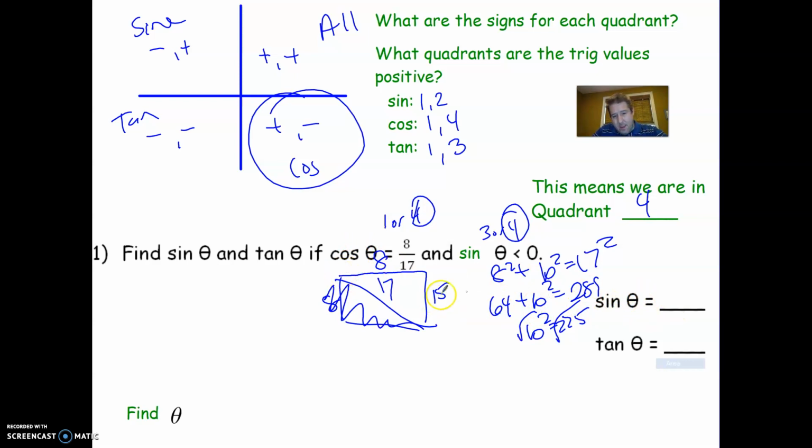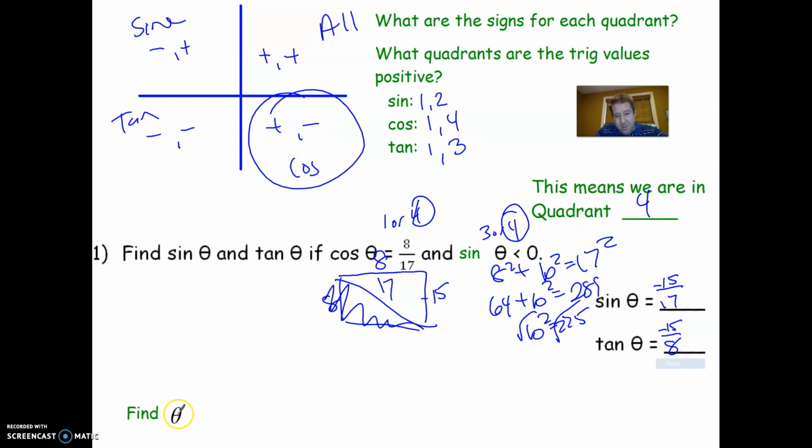Sine of theta would be, keep in mind this is down, negative 15 down, so this is positive 8. This hypotenuse is always positive. So sine of theta would be opposite, which would be negative 15 over hypotenuse. And that makes sense because sine cannot be positive in this quadrant. And then tangent would be negative 15 over 8. And once again, tangent also cannot be positive in this quadrant as well.